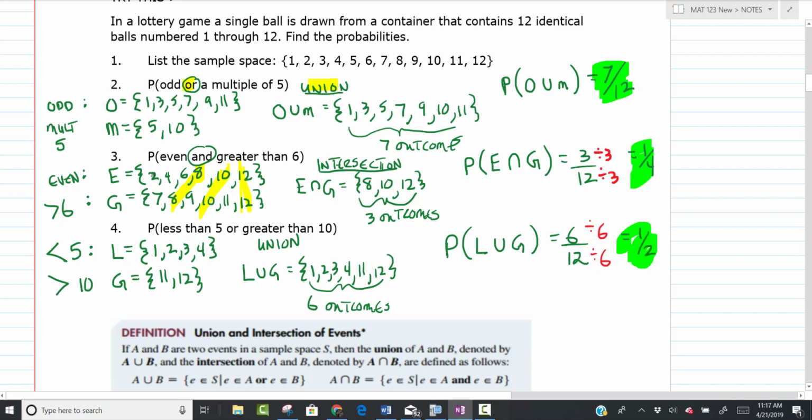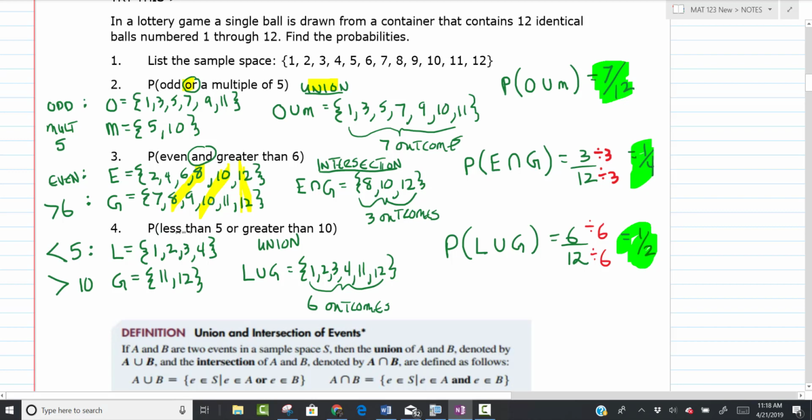So the even numbers in the sample space are 2, 4, 6, 8, 10, and 12. The numbers greater than 6 are 7, 8, 9, 10, 11, and 12. The intersection of these two sets is 8, 10, and 12. Therefore, there are 3 outcomes. So the probability of getting an even intersect number greater than 6 is 3 out of 12. That reduces to 1/4. So there's a 25% chance that you're going to pick a ball that's even and at the same time greater than 6. Okay. All right.